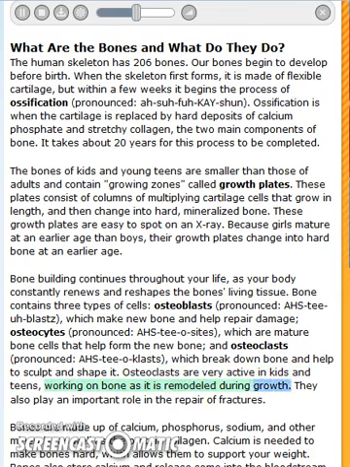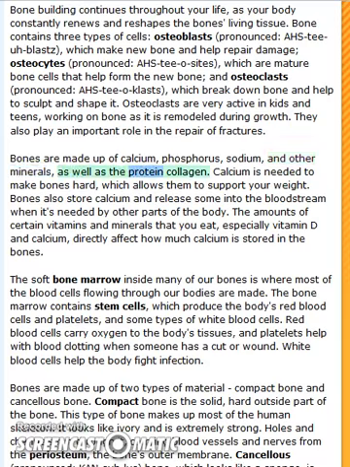Bones are made up of calcium, phosphorus, sodium, and other minerals, as well as the protein collagen. Calcium is needed to make bones hard, which allows them to support your weight. Bones also store calcium and release some into the bloodstream when it's needed by other parts of the body. The amounts of certain vitamins and minerals that you eat, especially vitamin D and calcium, directly affect how much calcium is stored in the bones.